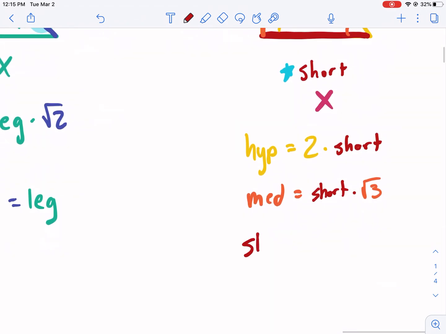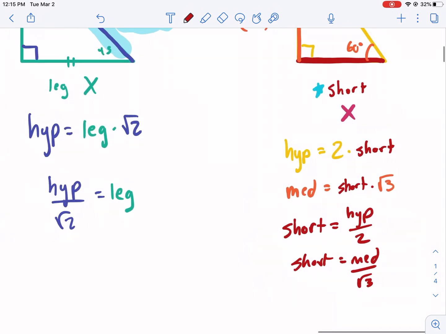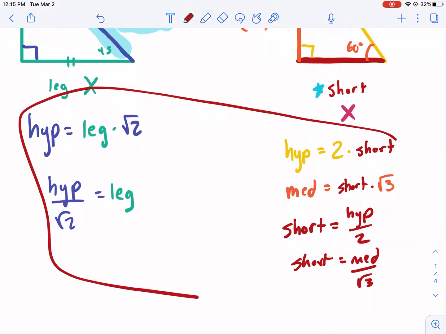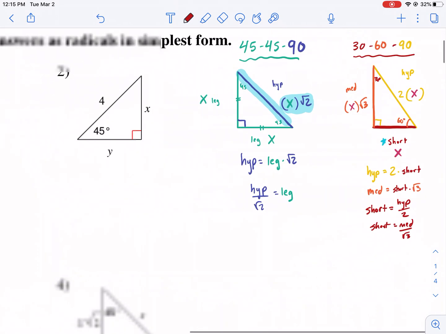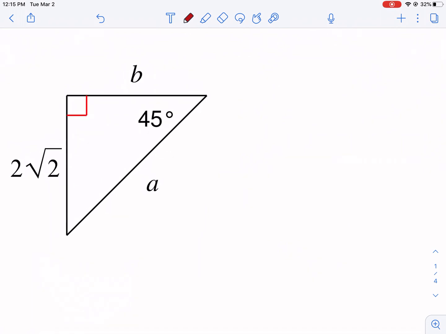For example, the short would be equal to the hypotenuse divided by 2, okay? And the short would be equal to the medium divided by radical 3. So that's a way to, this is like the building blocks of everything you need, okay? But it's useful because you only need one side in the triangle to solve for everything. Let's go ahead and show you what we're talking about with this first one.